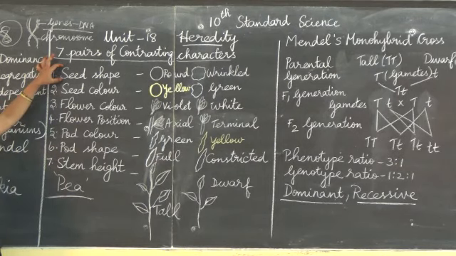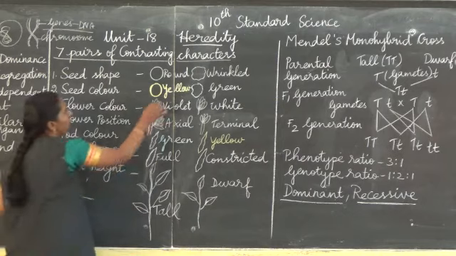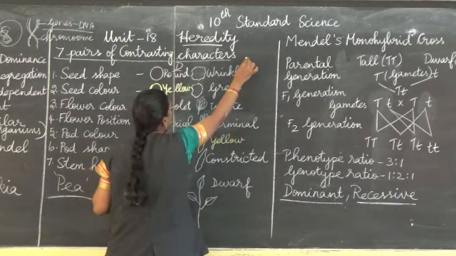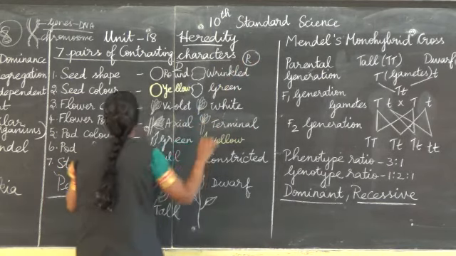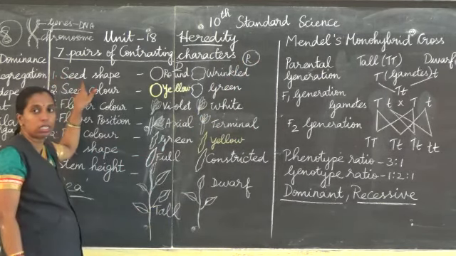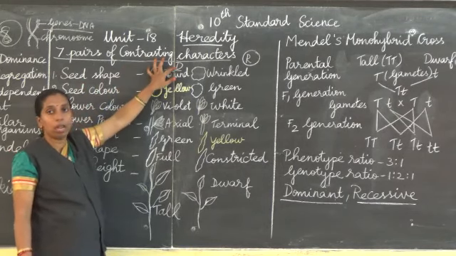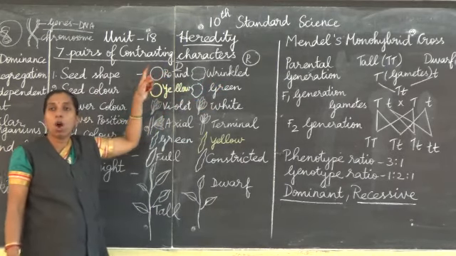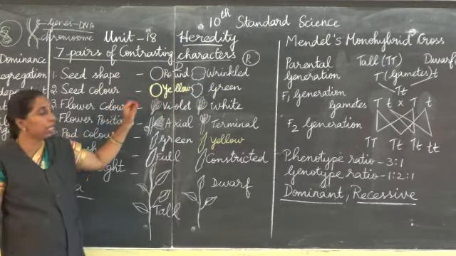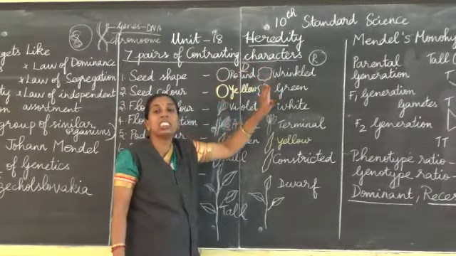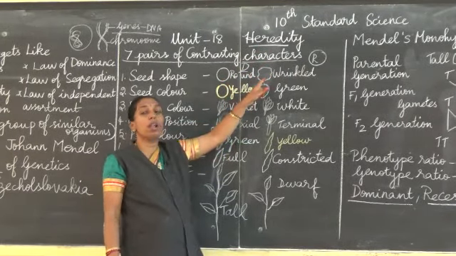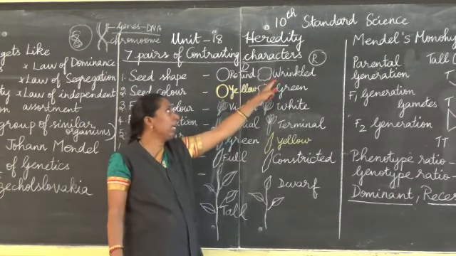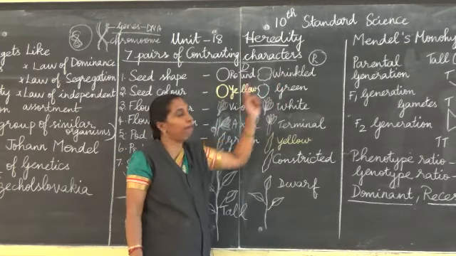The first one, seed shape, the dominant one is round. I'm just writing the letter D for dominant and the letter R for recessive. So here, seed shape, the dominant one is round and the recessive one is wrinkled. So round means it will have smooth surface, and wrinkled means the surface is rough. That is the meaning of this word wrinkled.